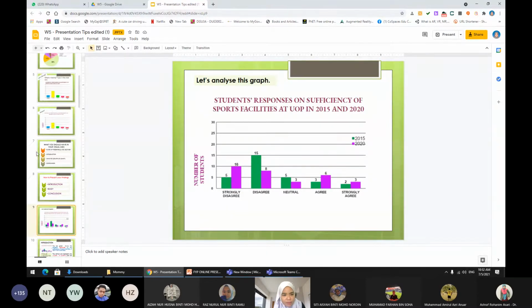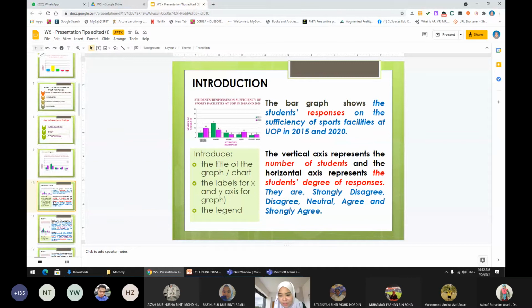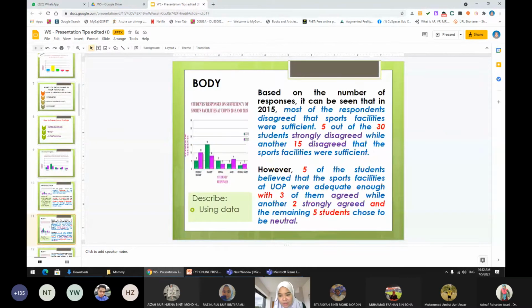Okay, let's just find any other, for example, a pie chart like this. Agree, disagree juga ke? How about others? Let me just try to find. This is students' responses.